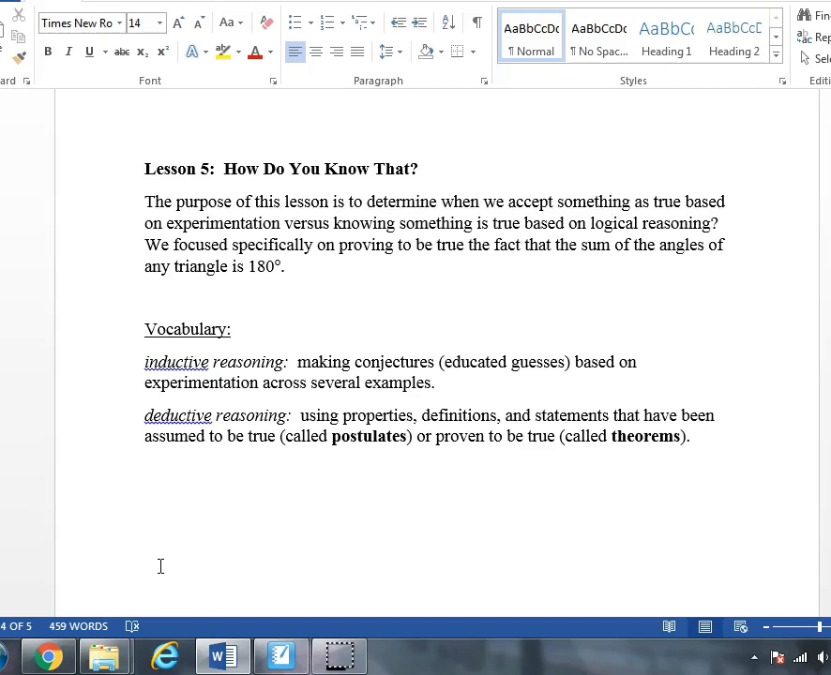We focused specifically on proving to be true the fact that the sum of the angles of any triangle is equivalent to 180 degrees. There were two vocabulary words that you want to write down in your notebook.